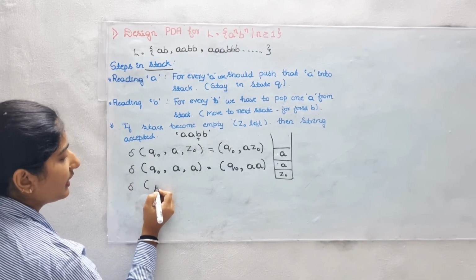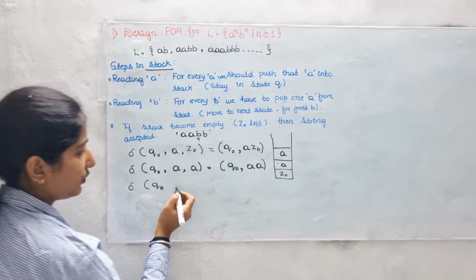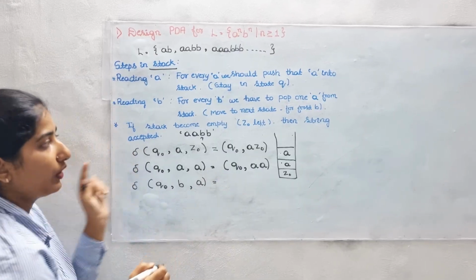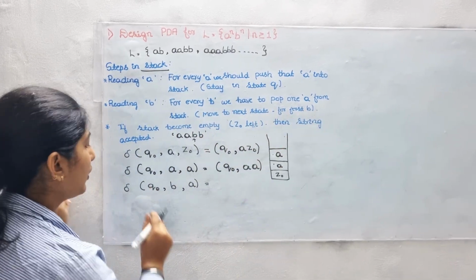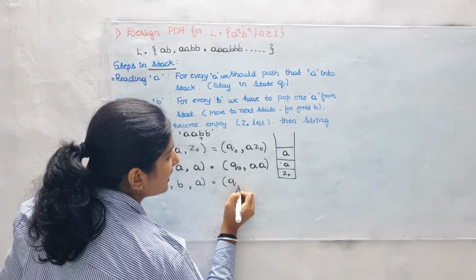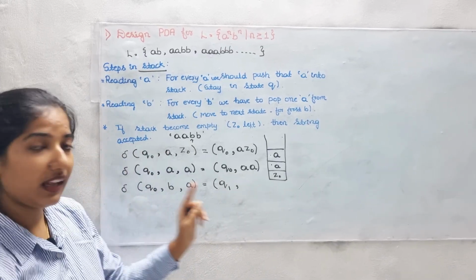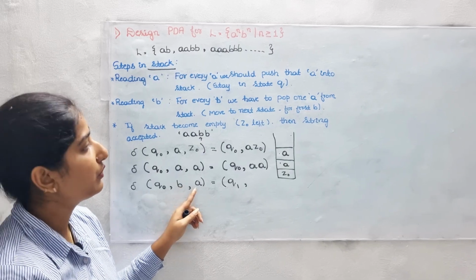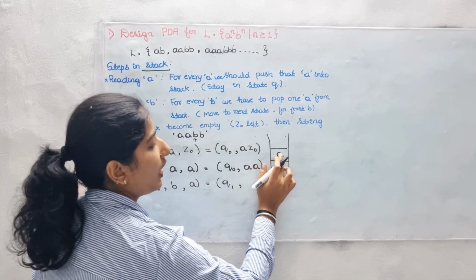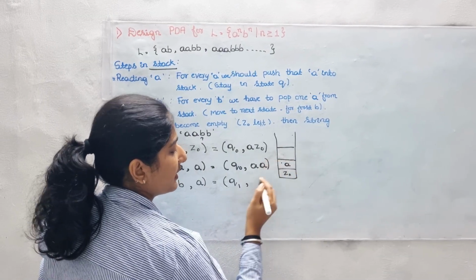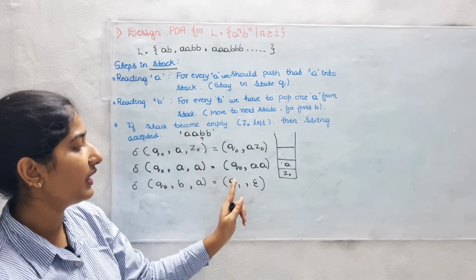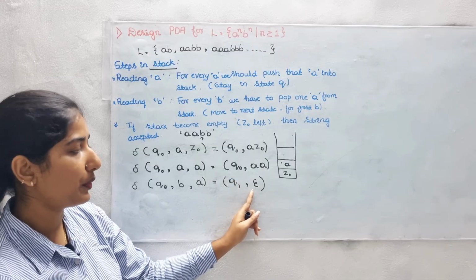So delta, I am in state q0 and I read b, and the top of the stack was a. So on the first b I have to move to the next state. If I read the first b, I have to move to the next state, that is q1. And if I read b, what do we have to do? For every b we have to pop one a from the stack. So I have to pop this a from the stack. So pop should be written as epsilon, right? Remember this one: if I have a pop, I have to represent it with epsilon.